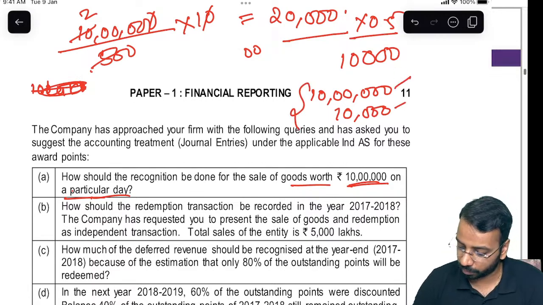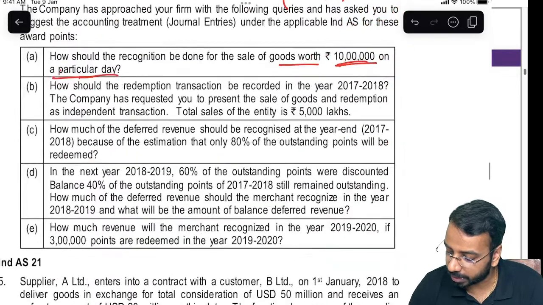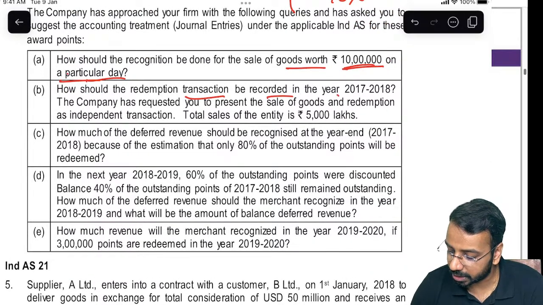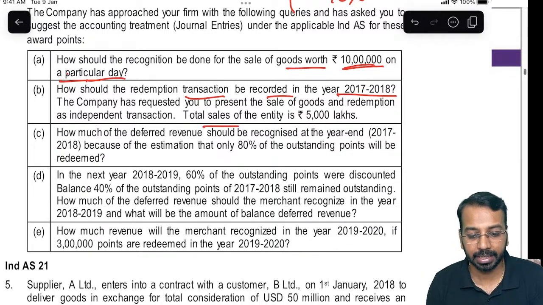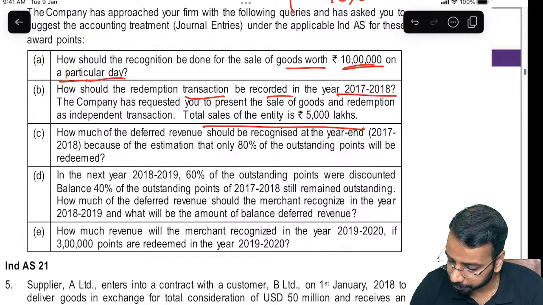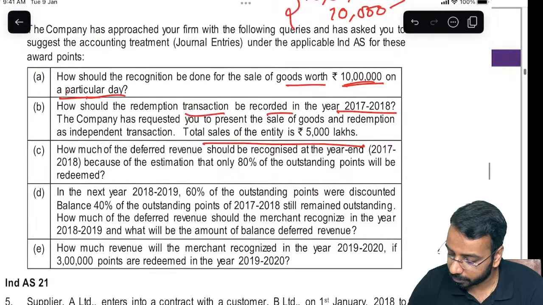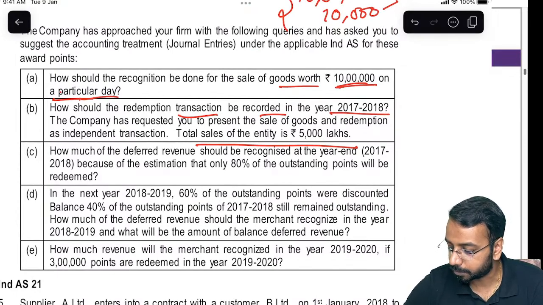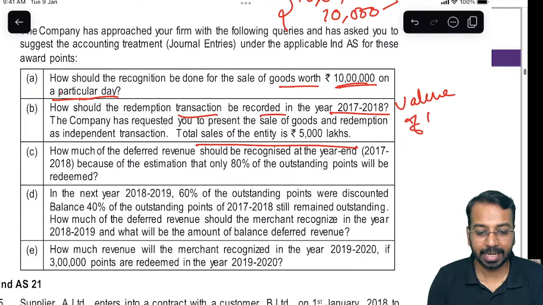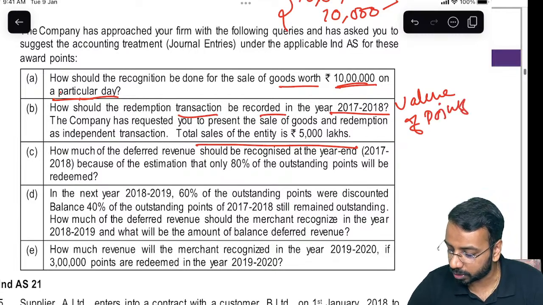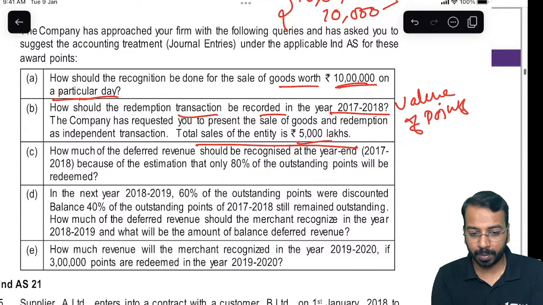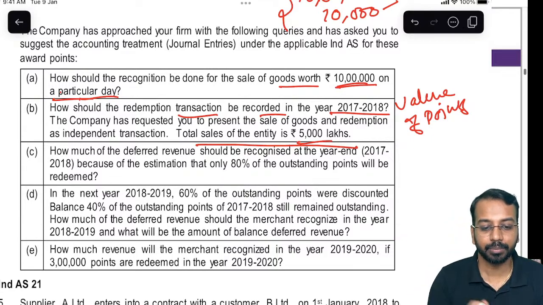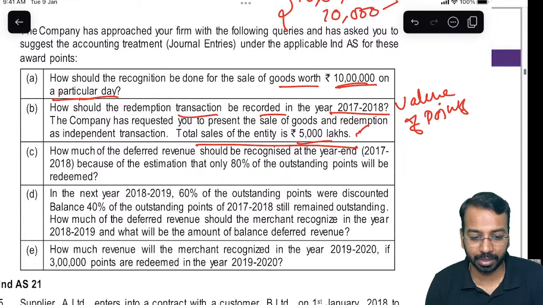And you will recognize revenue. Okay. Second, how should the redemption transaction be recorded in year 17-18? The company has requested you to present the sale of goods and redemption as an independent transaction. Total sales of the entity is how much? 5,000 lakhs. In 17-18, total sales of the entity is 5,000 lakhs. Again here, what is the value of points? You determine that and present it separately. Out of this 5,000 lakhs, how many points are given? You split that between revenue and liability for redemption.